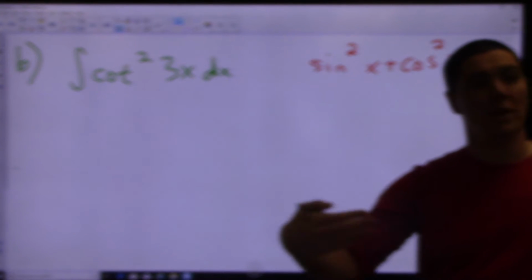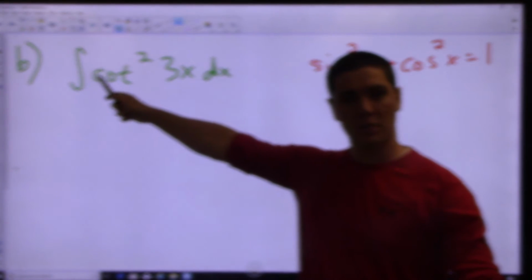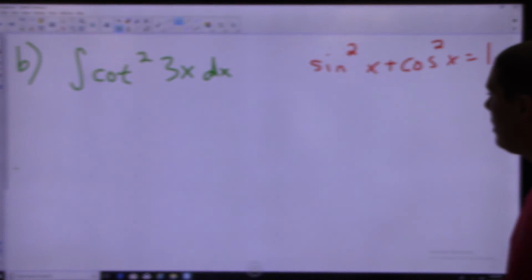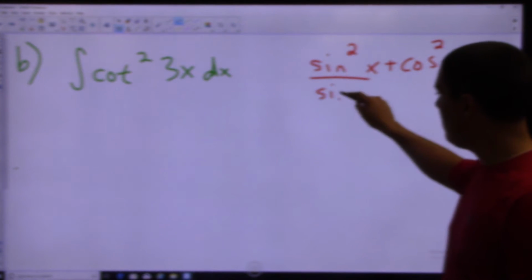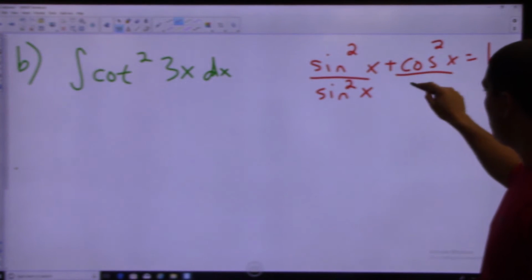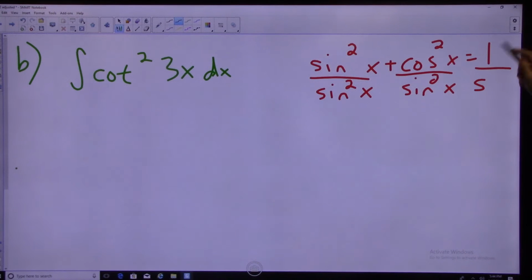I'm going to try to explain to you why this next identity is true. Okay, I want to use an identity here and replace cotangent squared of 3x with it. All right, you guys will see why in a second. So what if I divide everything by sine squared? That means I have to divide all three terms by sine squared.